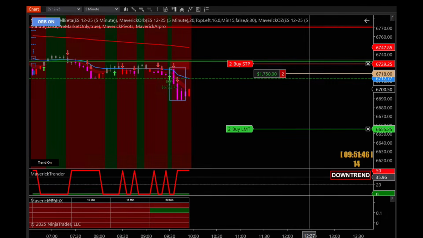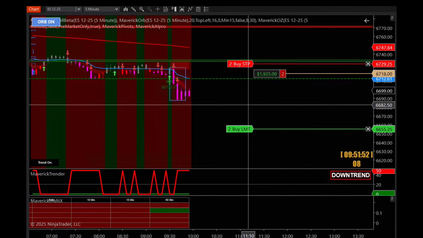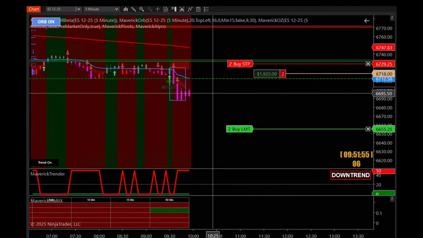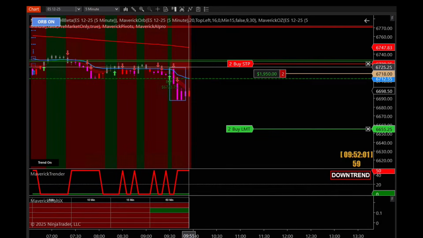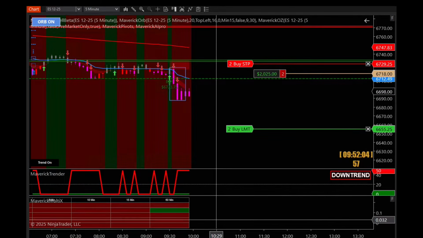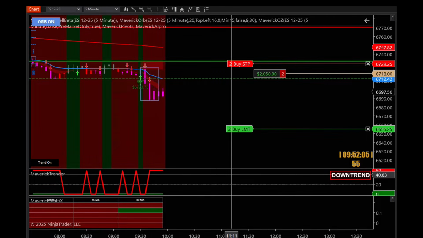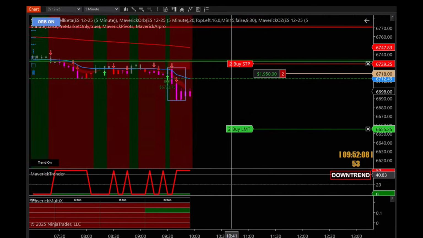Maverick Indicators here. So we are in 2 contracts of ES right here. And let's see here. Why are we in this trade? Well, let me walk you through it, and I'll take you through each part of this trade. So from top to bottom, and I'm on NinjaTrader, but our indicators also work on TradingView.